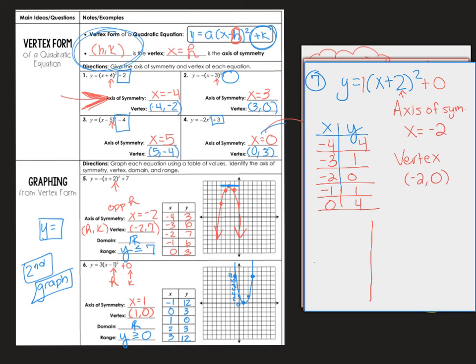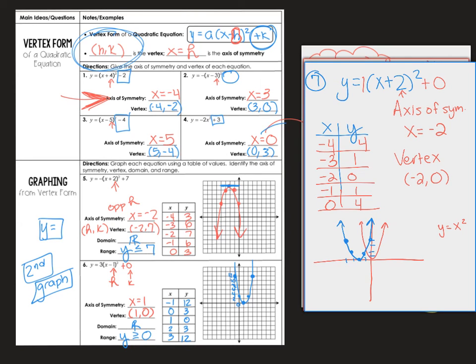Already on your graph, you're going to notice an equation from above. So the U shape that you already see is from y equals x squared. So what we're really doing is kind of graphing this new parabola around that. So for this, if I plot these points, let's see, -3, 1.